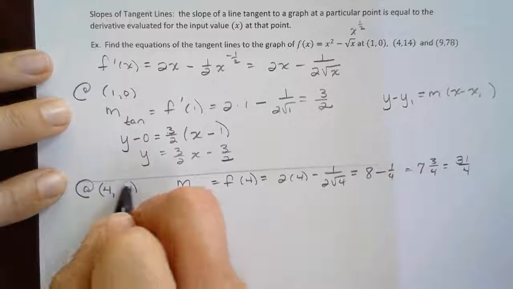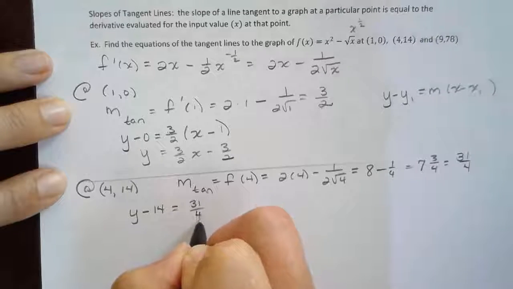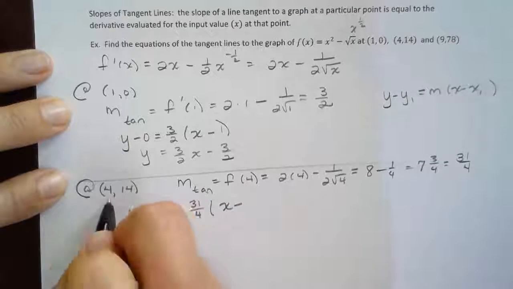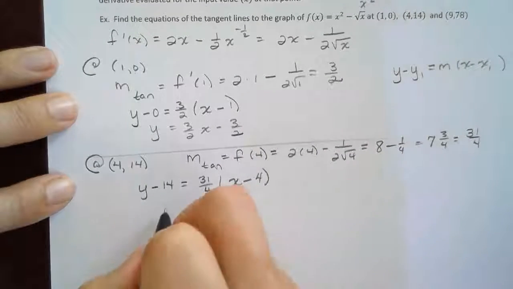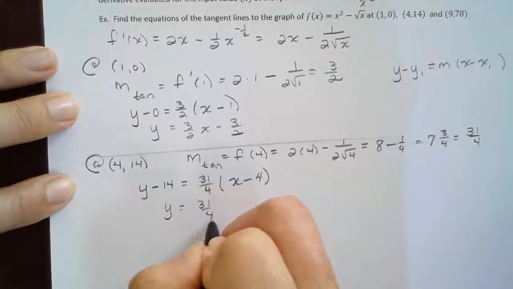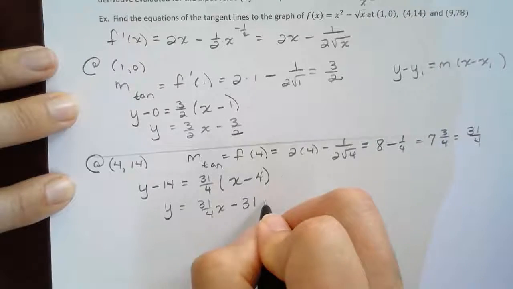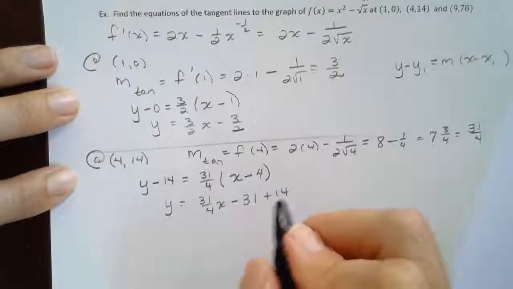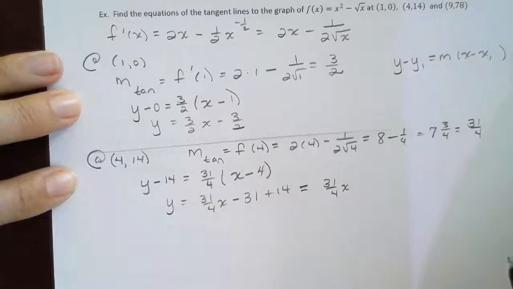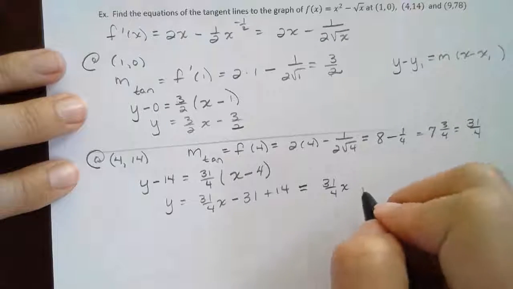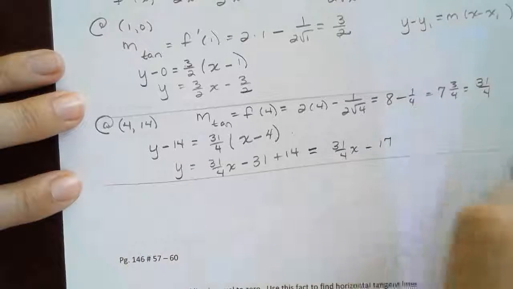So then y minus y sub 1, this time 14, will be equal to m, which is 31/4, times x minus x sub 1, in this case 4. Let's distribute and let's add the 14, so it'll be y is equal to 31/4 x minus 31 over 4 times 4, the 4s cancel, is just 31, plus the 14 from the other side. So this is going to be equal to 31/4 x, and 14 minus 31 will be negative 17. Minus 17. We've got one more.